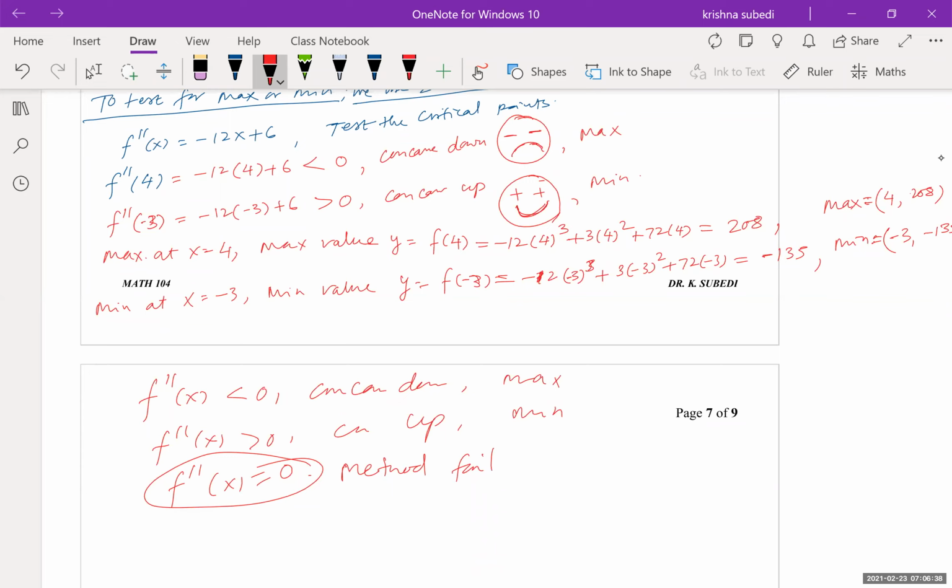So this is a drawback. When the second derivative is 0, then this second derivative test is not going to help you. You must use the first derivative test. By the way, first derivative test can be used all the time. There is no situation where you cannot use the first derivative test. But second derivative test sometimes doesn't work. Just keep that in mind. And that's it.